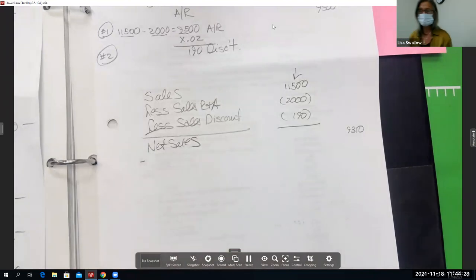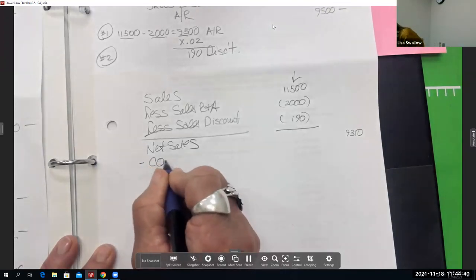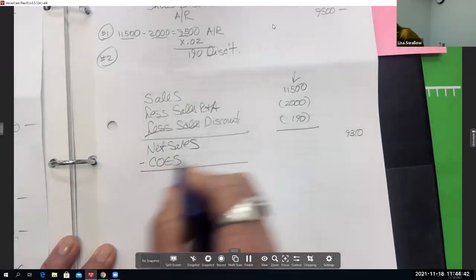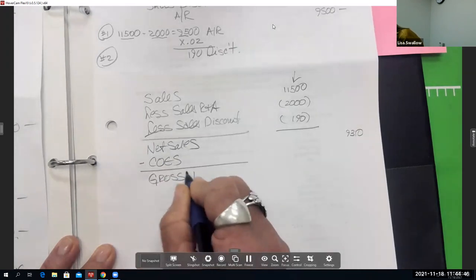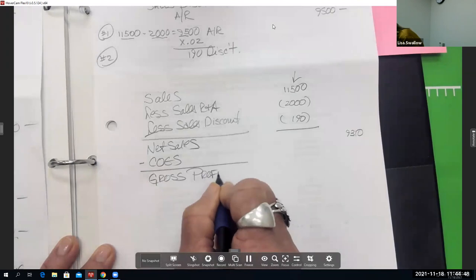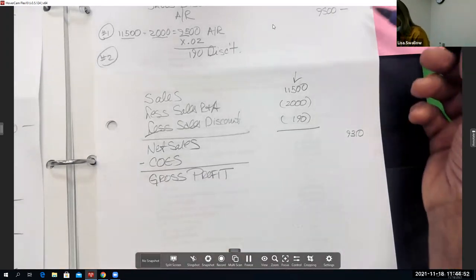My next set of instructions is take this down to gross profit. What do you have to subtract from net sales? COGS, of course. Very good. Finish off the model.